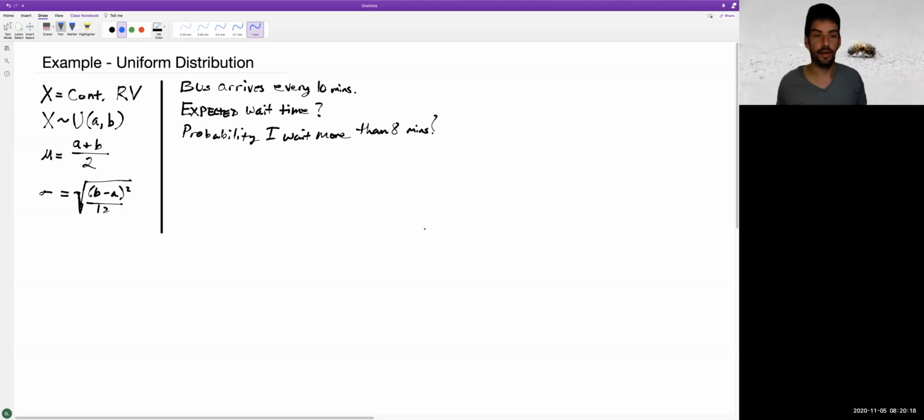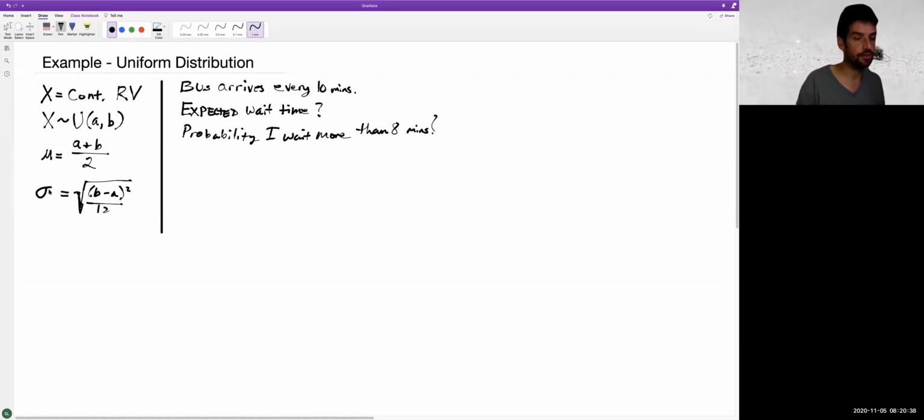Hey everybody. We're going to do an example this time of a uniform distribution. So I've written down what we have already figured out about the uniform distribution. Make this symbol a little better.